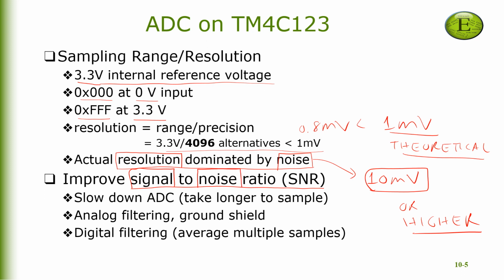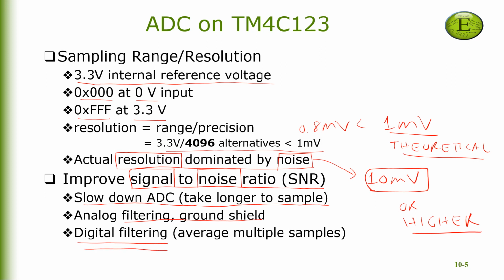And this can be done by slowing down the ADC, by running the ADC at a slower clock, which takes longer to sample, or by applying some sort of filtering or ground shield. There is, however, a built-in noise cancellation process. We call it digital filtering.